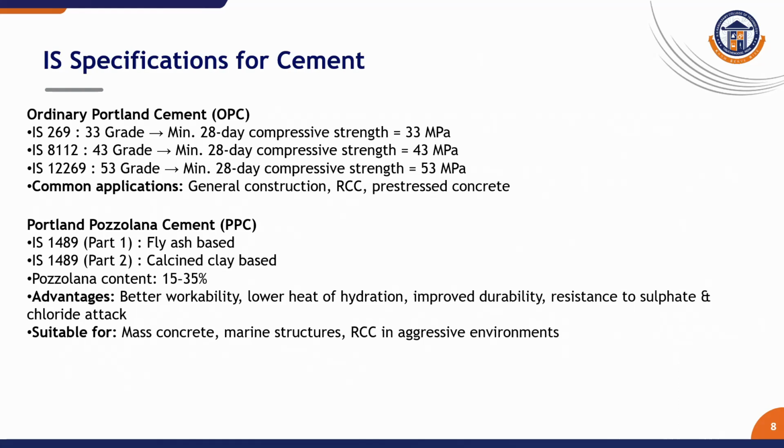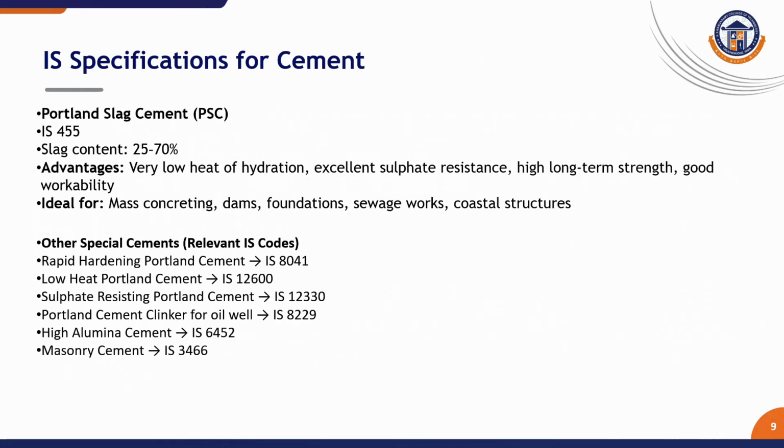These are all the grades for various cements and PPCs. Portland slag cement contains 25 to 75% slag, which plays the major role.